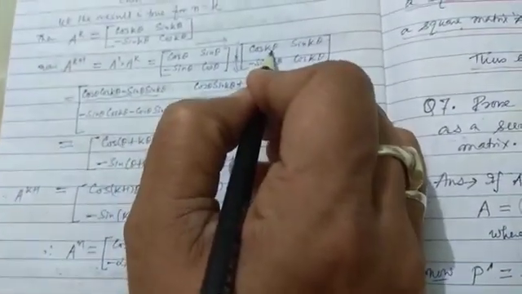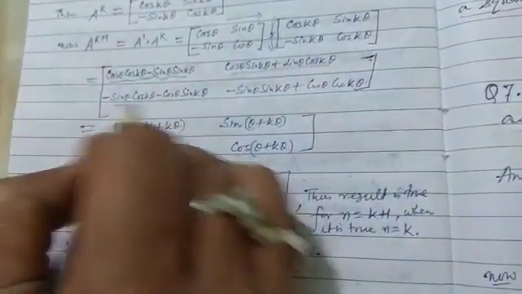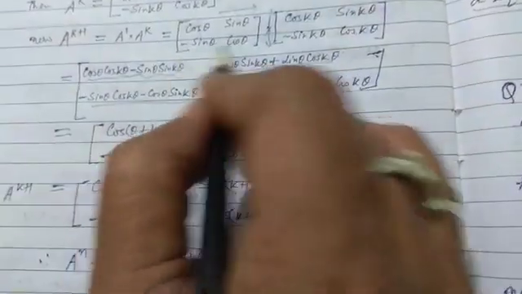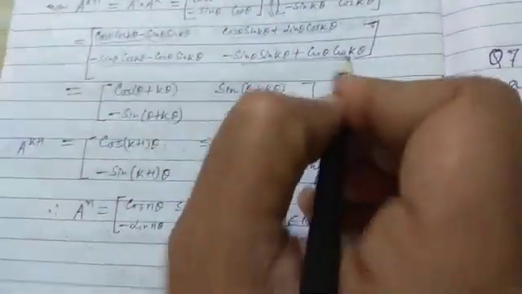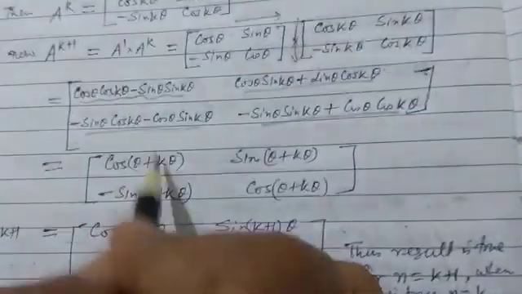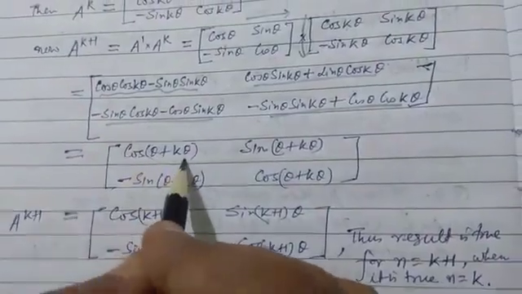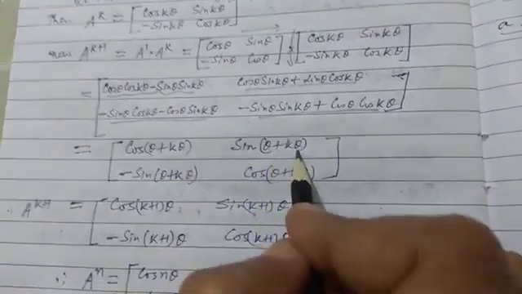Then second row multiplied by the first column: minus sin theta into cos k theta plus cos theta into minus sin k theta, and we write it here in second row, first column position. And finally second row, second column: minus sin theta into sin k theta plus cos theta into cos k theta. Now this is the formula from class 11: cos of a plus b is cos a cos b minus sin a sin b. So this is cos of theta plus k theta. And sin of a plus b is sin a cos b plus cos a sin b, so this is sin of k theta plus theta. Similarly this, and this is again cos.